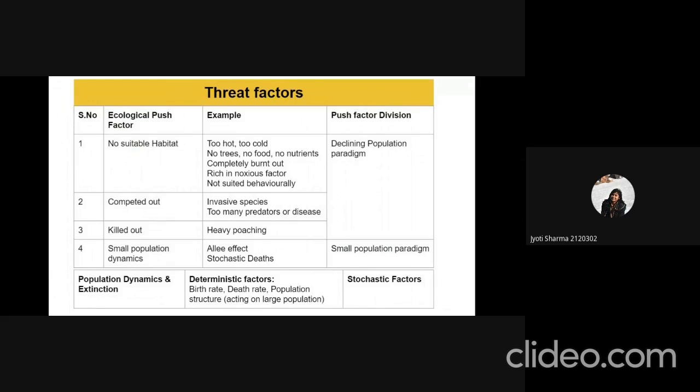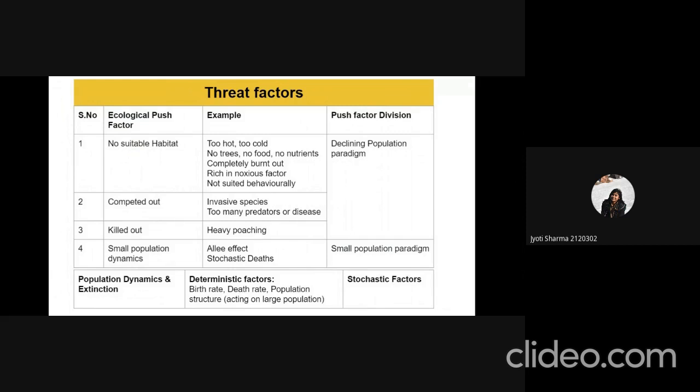We humans are very merciless, and we just kill the tiger or cheetah for praise or appreciation, or for some medicinal purpose or some other purpose. So heavy poaching is one. Yes, we are selfish enough that we are killing out species. So heavy poaching is one example of being killed out.